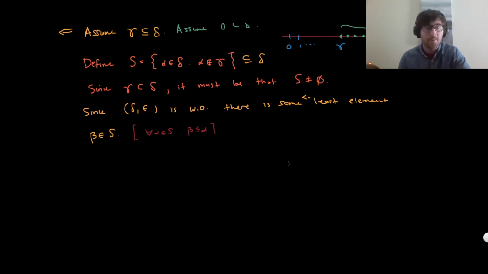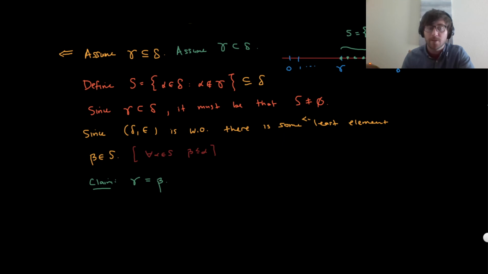Okay, so what's our claim now? Once we prove this claim, this is going to be enough for this direction. We know that there's some least element of S because delta is a well ordering. We want to prove that gamma is actually equal to beta. And if we can do this, we're done, right? Because if we prove that they're equal, by definition beta is in S, and also by definition all of S's elements are in delta. So if we can prove this, then we'd win.